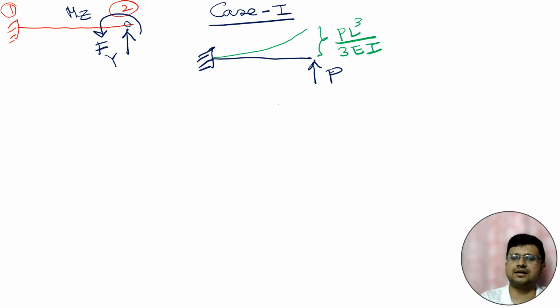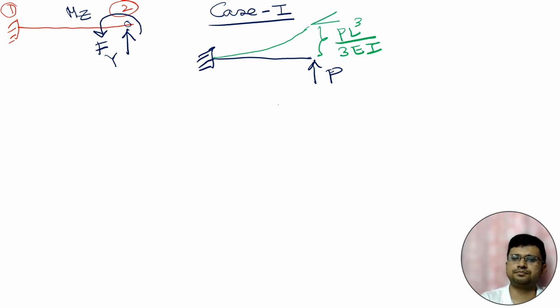And we are considering both the vertical force along y direction and vertical displacement along y direction. Along the upward direction, we are considering both as positive. So force P is positive. The displacement PL cube by 3EI is also positive, as both are vertically upward direction.